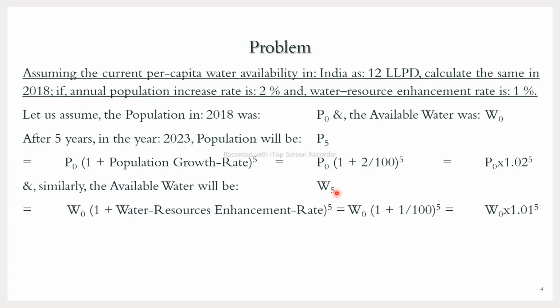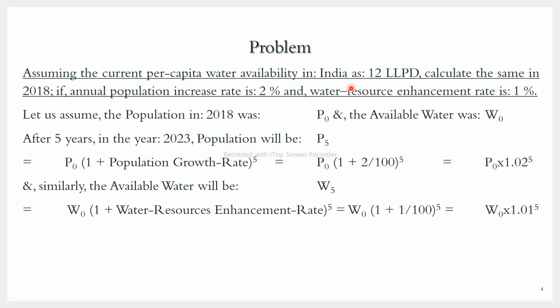So how will W5 relate to W0? It will relate this way. W5 equals W0 into 1 plus the water resource enhancement rate, to the power of the number of years passed, that is 5 here. That equals W0 into 1 plus 1 by 100 to the power 5, because the annual water resource enhancement rate is given as 1% of the previous year. So like this way.